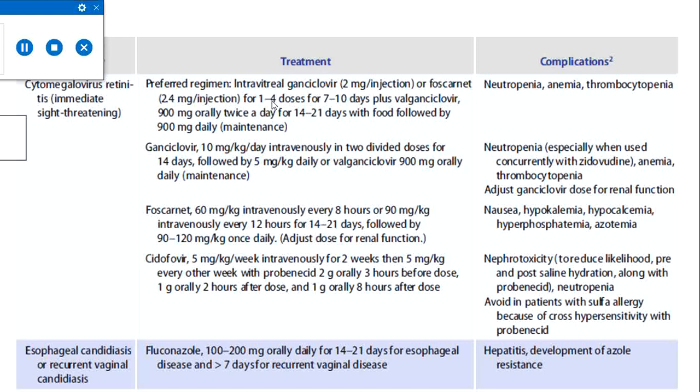Alternatively, the patient can be given intravenous ganciclovir at 10 mg per kg per day in 2 divided doses, and this should be followed by oral ganciclovir as a maintenance dose. Alternative regimes include foscarnet or cidofovir if the virus is resistant to ganciclovir. Esophageal candidiasis is usually treated by oral fluconazole 100-200 mg once a day for 2 to 3 weeks.